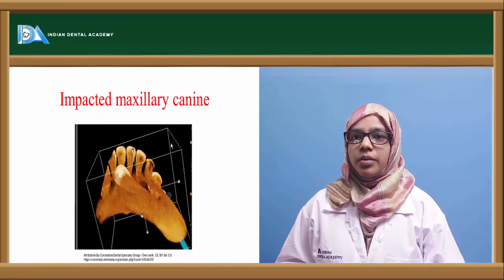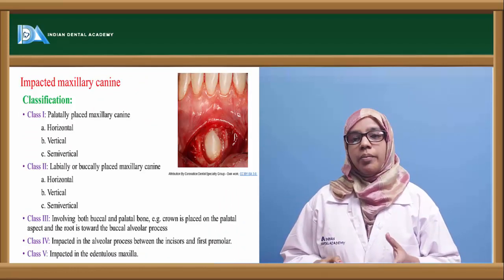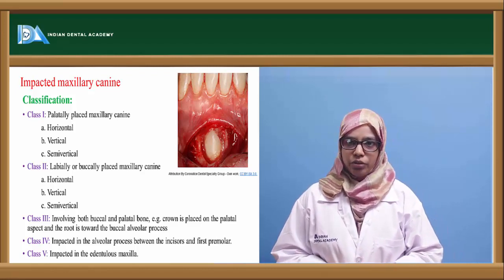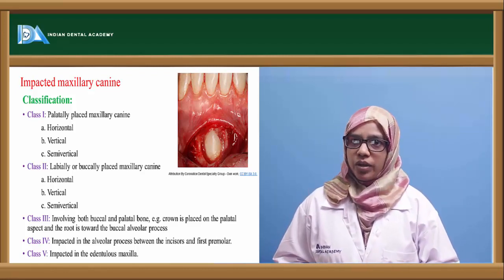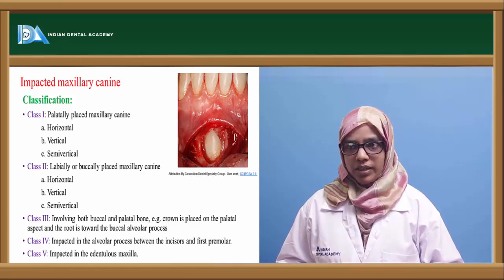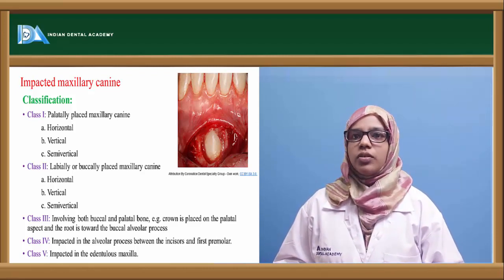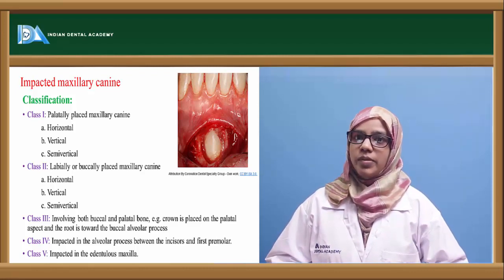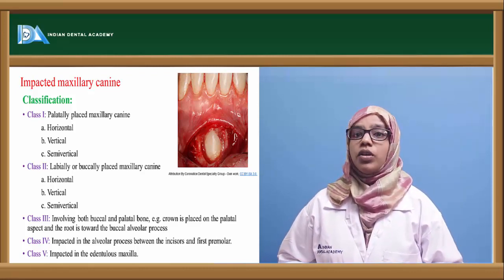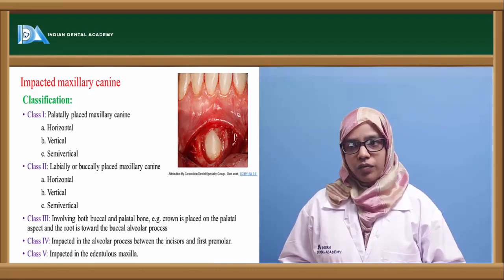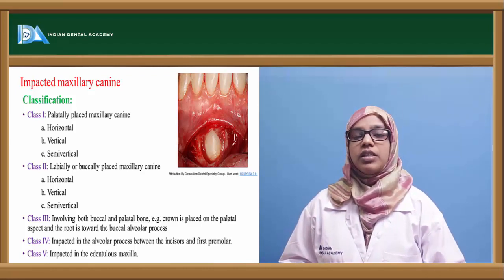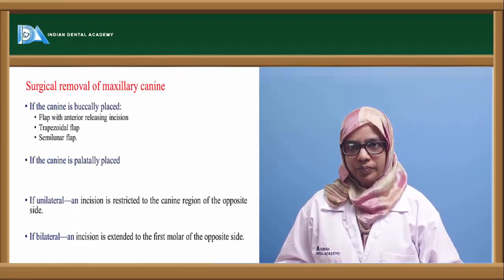Let's move on to the impacted canine. Now, maxillary canine impaction can be classified depending upon the position of the impacted tooth into 5 types. Class 1, wherein the impacted tooth is present on the buccal side. Class 2, when it is present on the palatal side. Class 3, when the tooth is in such a way that the crown is palatal and the root is buccal, that is involving both the cortical plates. Class 4 is impacted in the alveolus between the central incisor and the first premolar, and class 5 where it is present in the edentulous maxilla.